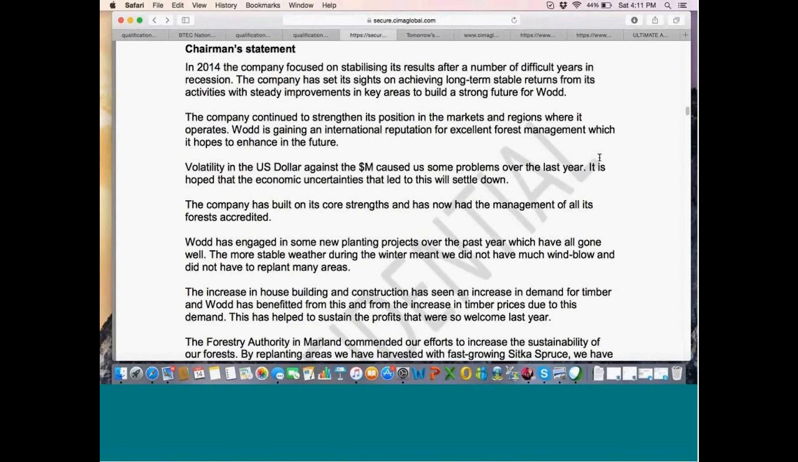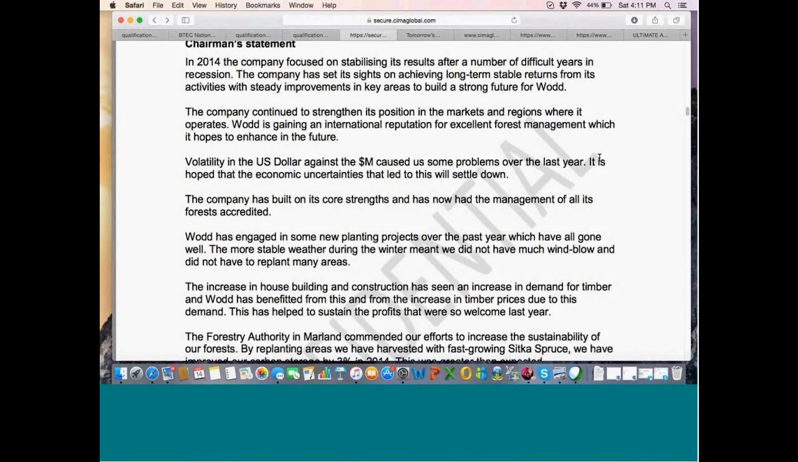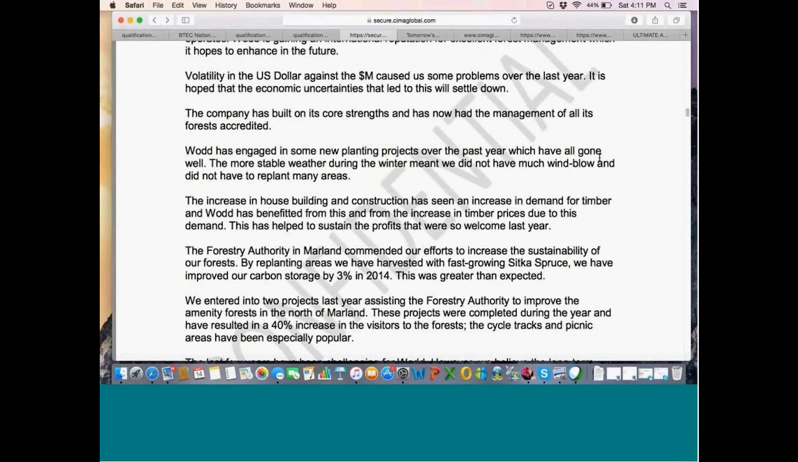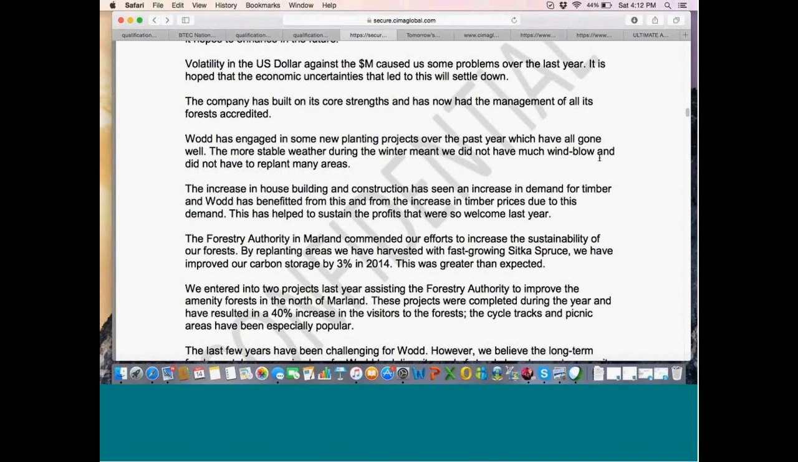And as we go along, what else can you see? So foreign exchange is a key thing. Reputation of the company. Yes. They had a few difficult years, and 2014 was a good year for them. Wonder what the difficult years were. Maybe due to foreign exchange again. And the world was, yeah, sorry, go ahead.